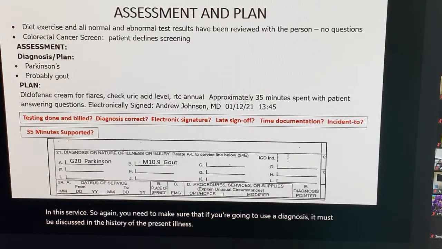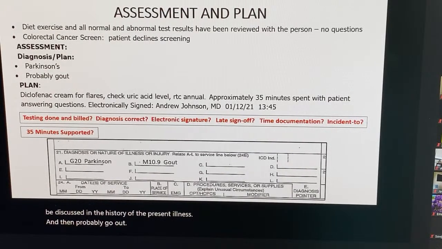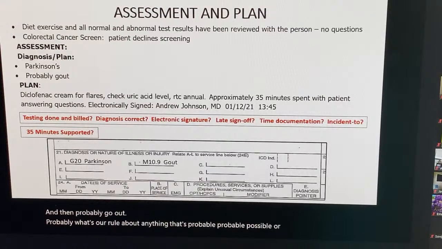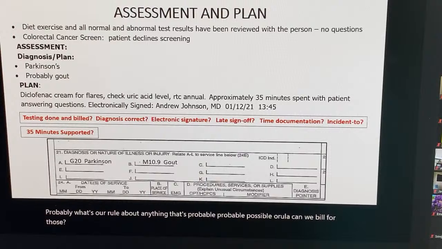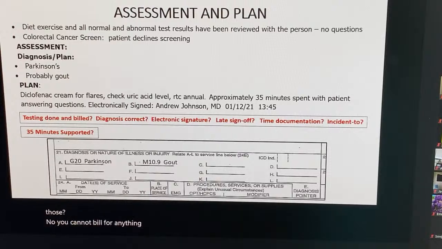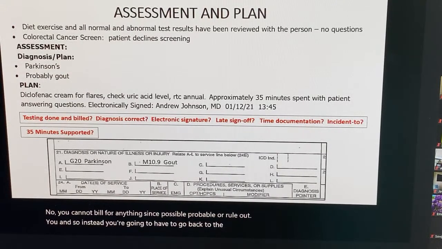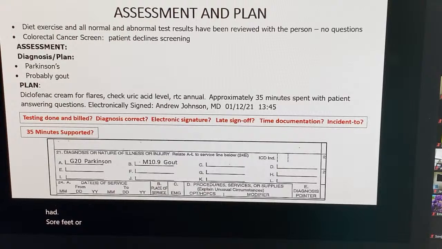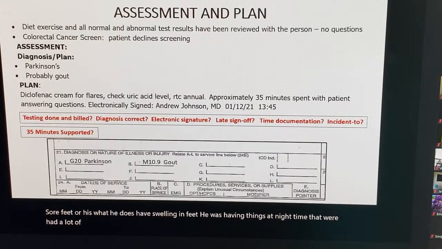Now, probably gout. Probably. What's our rule about anything that's probable? Probable, possible, or rule out. Can we bill for those? No. You cannot bill for anything that's possible, probable, or rule out. So instead, you're going to have to go back to the symptom, which was he had sore feet, or when he was swelling at the feet, he was having things at nighttime that had a lot of pain to it. But you cannot use probably gout. So as far as I'm concerned, neither one of these diagnoses were proper for this encounter.